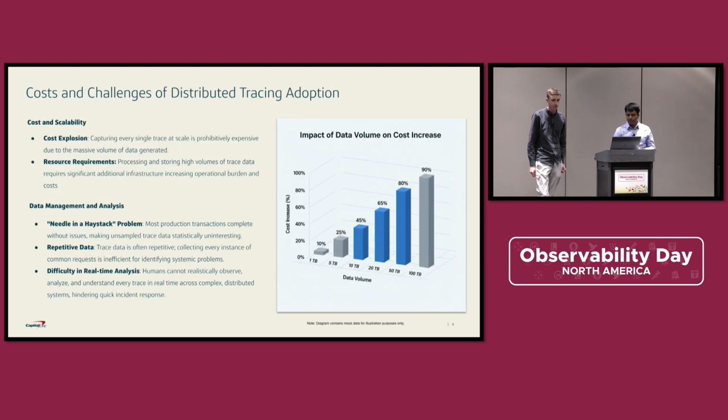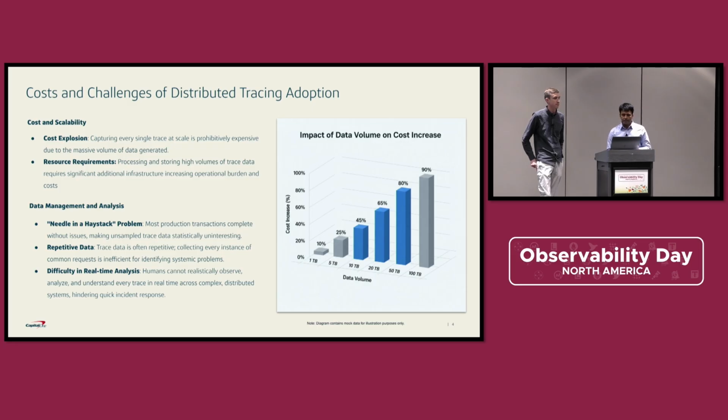What are some of the implications if we don't do sampling? The first thing is cost explosion, because capturing every single trace is very expensive in storage costs, pipeline or network costs, and destination platform costs. If you send all your traces to a vendor system, they are going to charge you huge amounts for all the trace data. There are also resource requirements: if you maintain your own pipelines, you have to deal with all the maintenance and infrastructure costs as well.